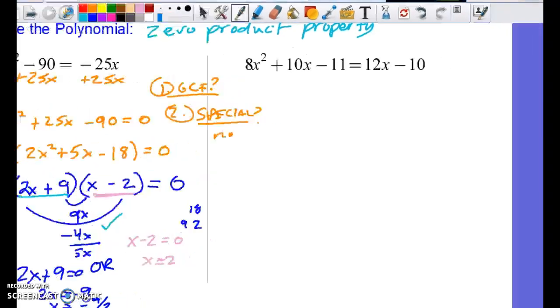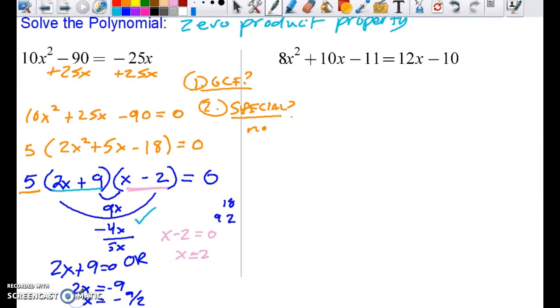There's no reason to get a calculator out here. So I know that it's going to be one of those. But 5 can't be 0, so that one's an exception. So I know it needs to be either negative 9 over 2, or x equals 2.